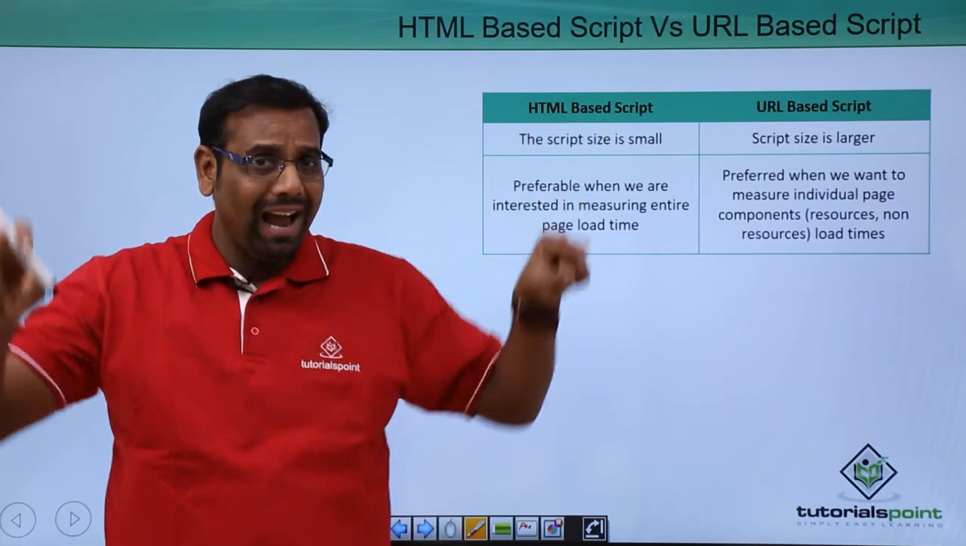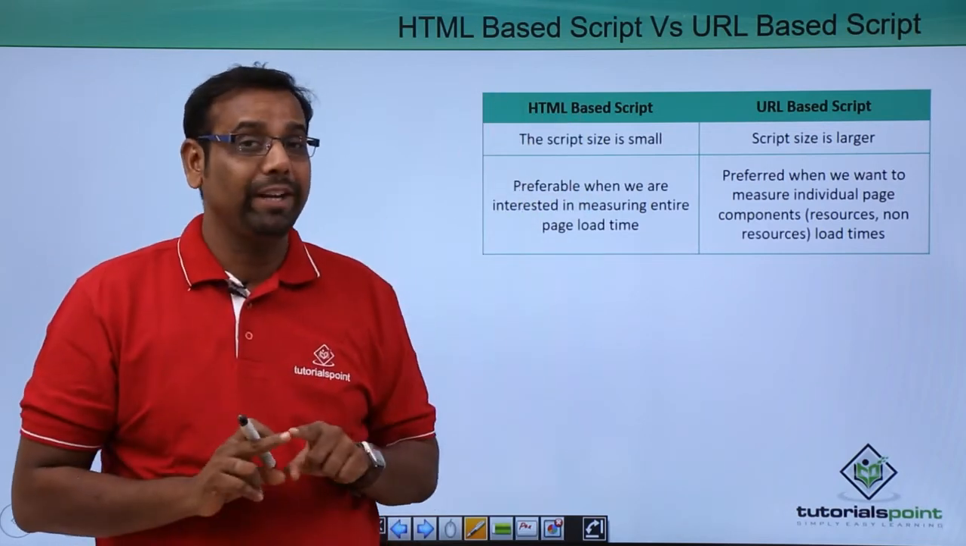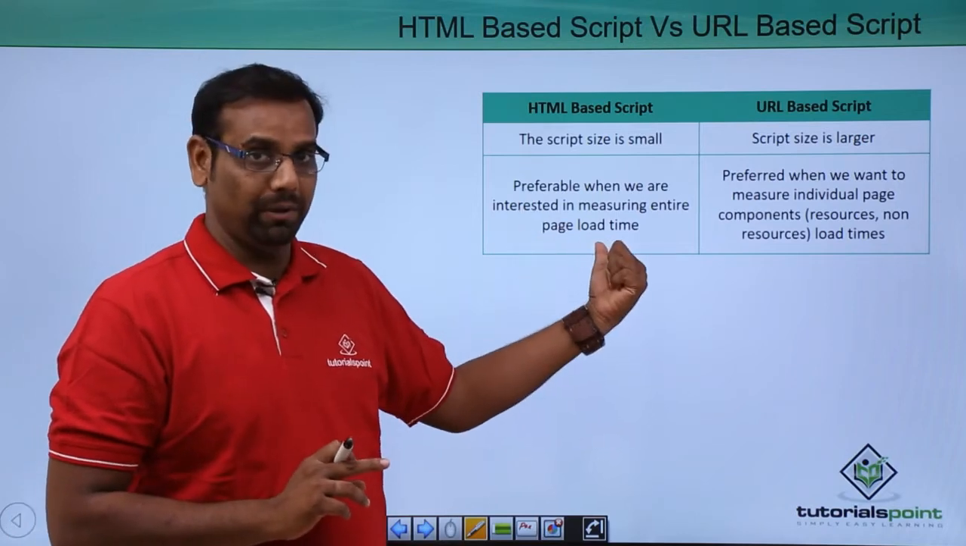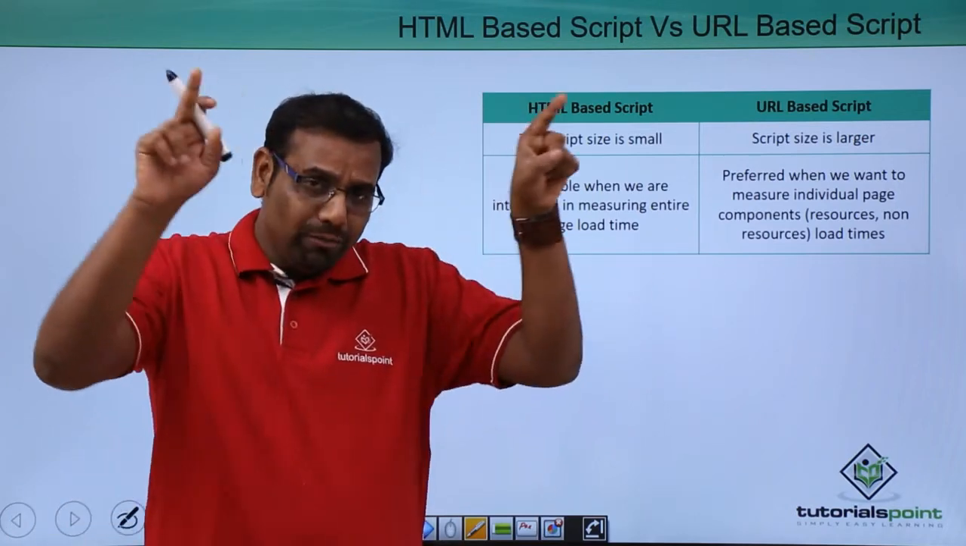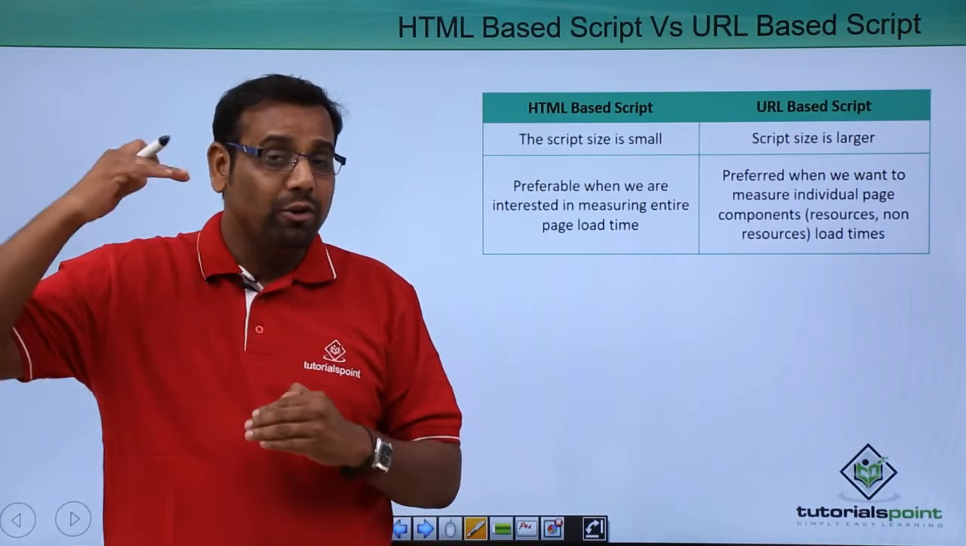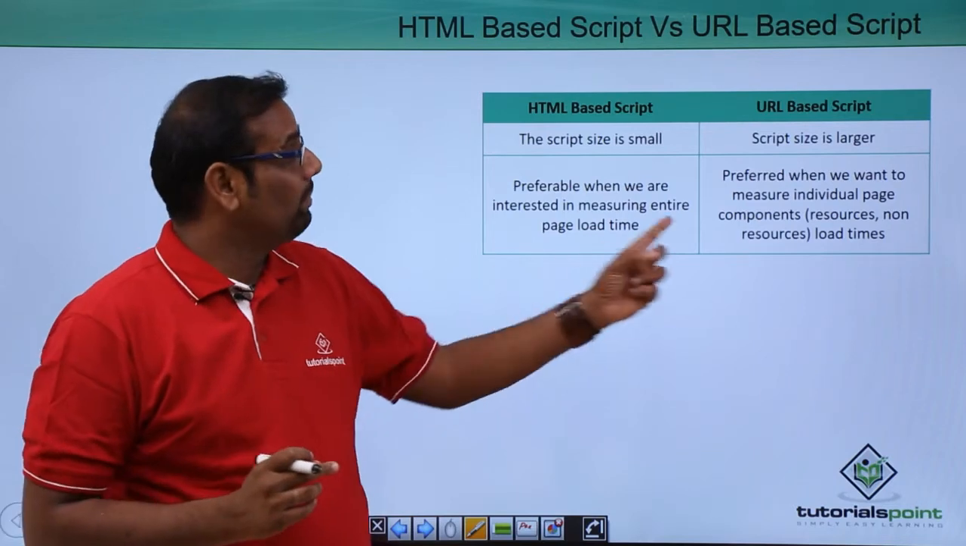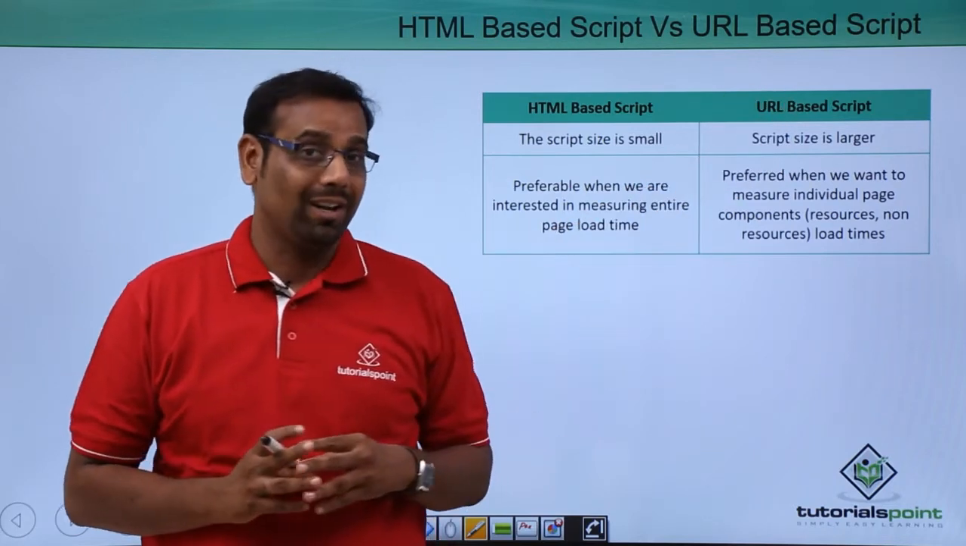So you have a web page and you want to look at the response times for the entire page, this is what is preferable. But if you know that there are various components in this page, and you want to see the component level response time, then basically you can go with the URL based option.